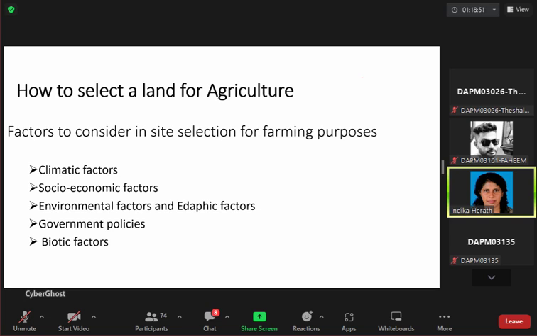And socio-economic factors, right? Whether we have a market, whether there is a demand for that particular product. We need to consider them before doing a selection of a location for doing farming practice. Environmental factors or edaphic factors, we will talk about later. But environmental factors, in detail, we will be talking about each one of these things, right?